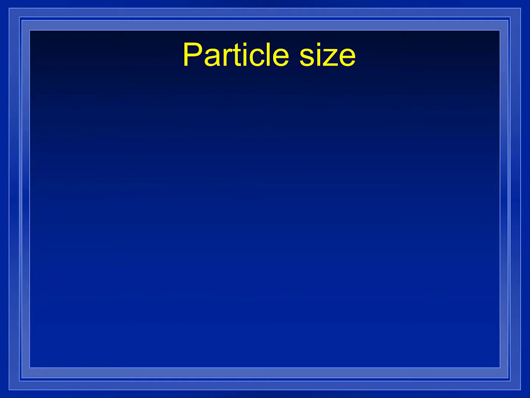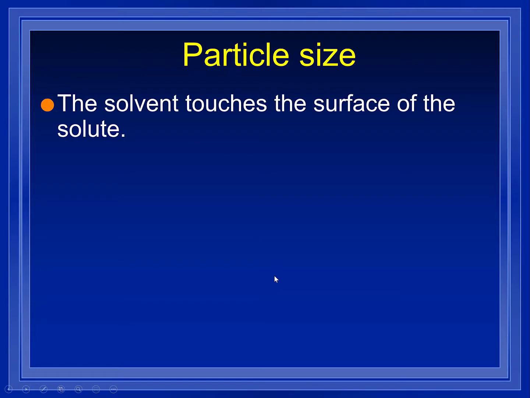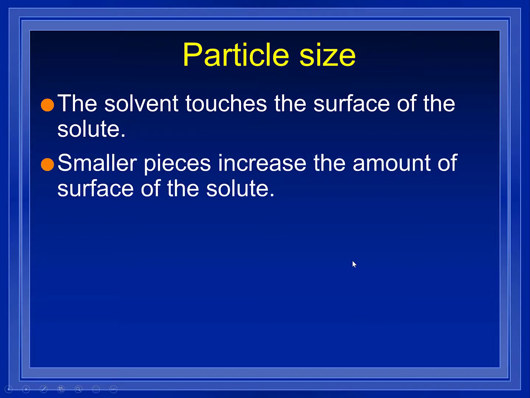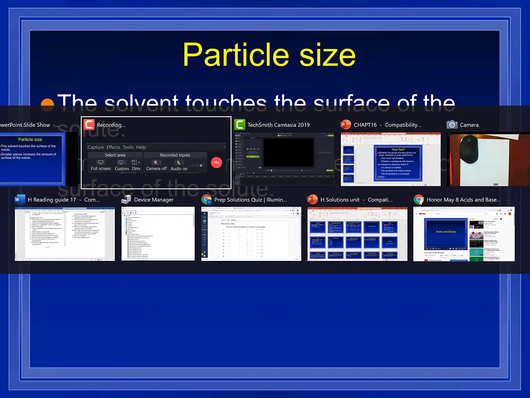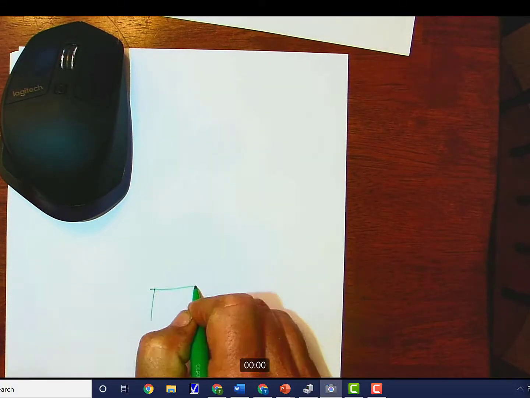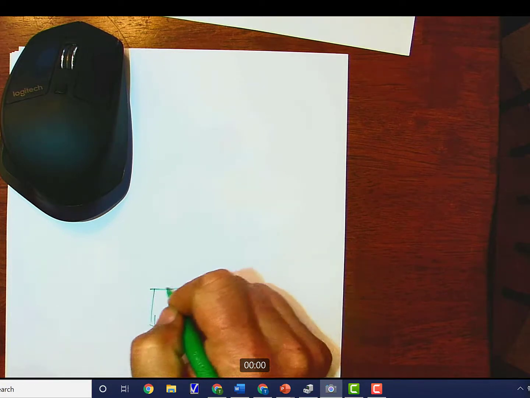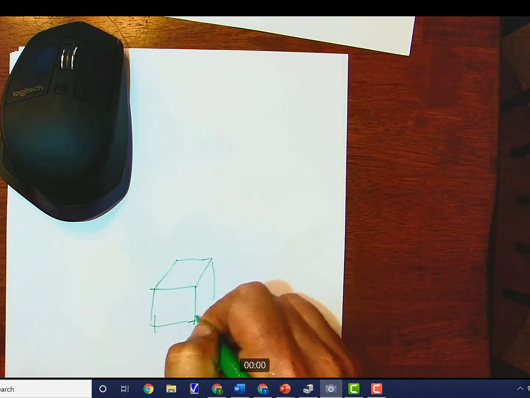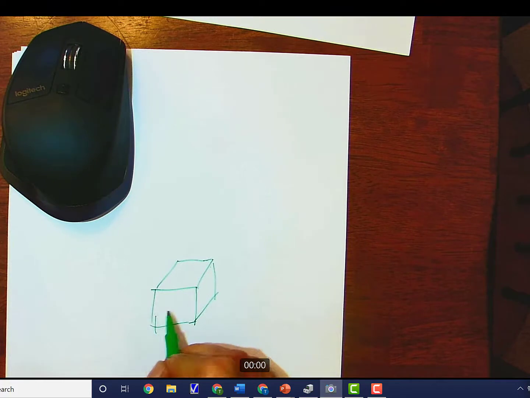Particle size. Candy versus powdered sugar. Why does it make a difference? Well, because if they touch, the only place they're going to touch is on the surface of the solute. And the smaller the piece, the bigger the surface area. Okay? Let's see if I can draw a diagram that shows that. Okay? So, if you had a cube of salt crystals, the only place you can dissolve is here on the surface.